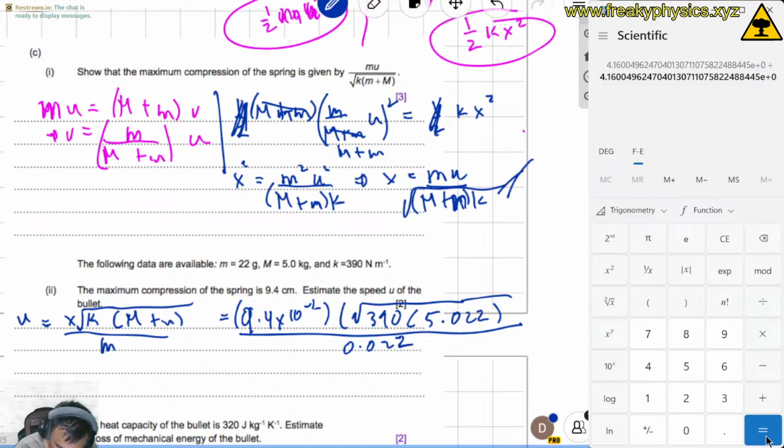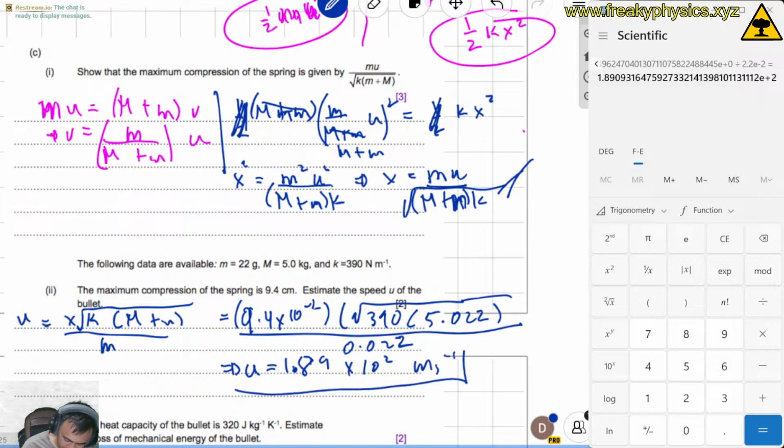Then finally divide by 0.022. So we're left with the speed u equal to 1.89 times 10 squared meters per second, 189 meters per second. That makes sense for a slow bullet, so it's okay.